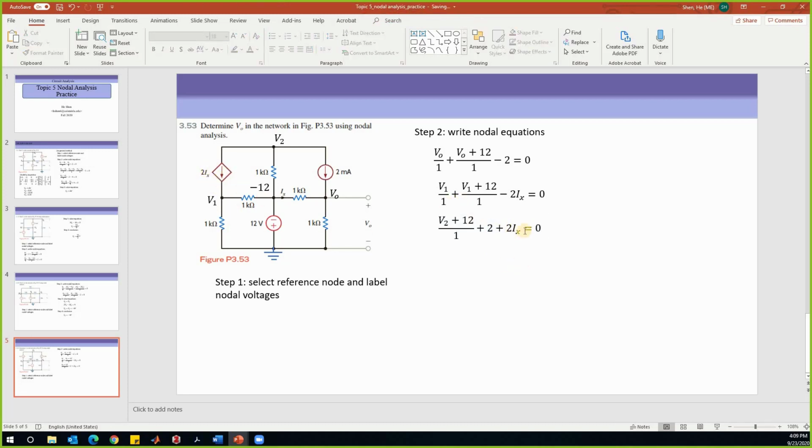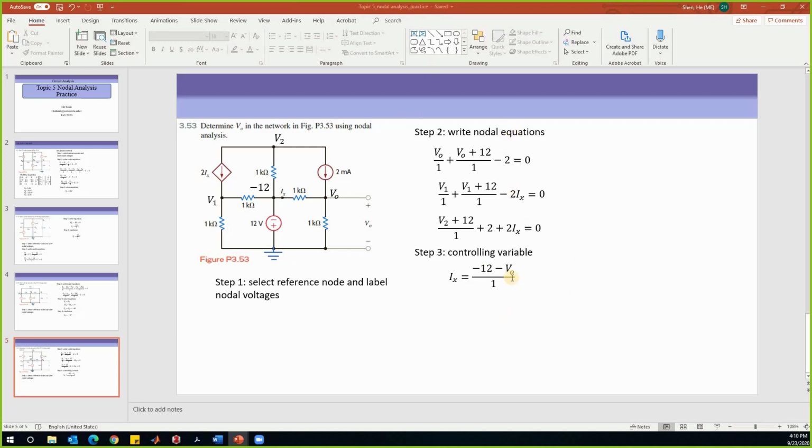And remember, there is a controlling variable Ix. So we need an additional equation about this Ix. This is called the equation about the controlling variable. We're going to write Ix in terms of the nodal voltages that we defined. So let's see, Ix is over here. I can write Ix by using Ohm's law, which gives us the expression in terms of nodal voltage VO. So Ix is equal to negative 12 minus VO divided by 1. So that is the last equation.